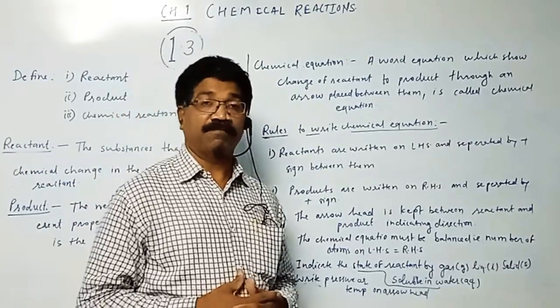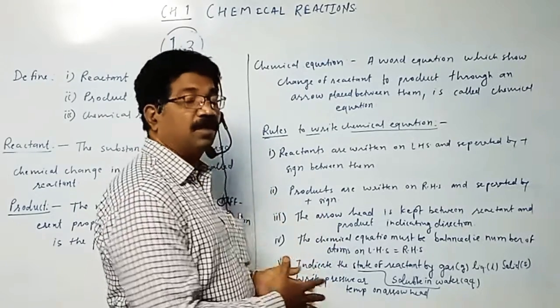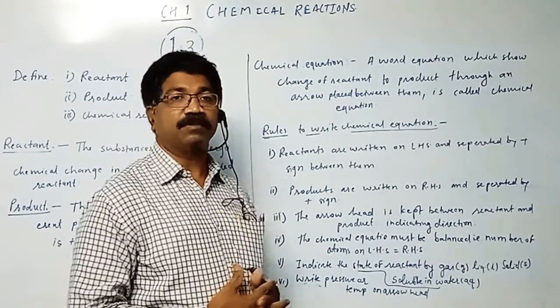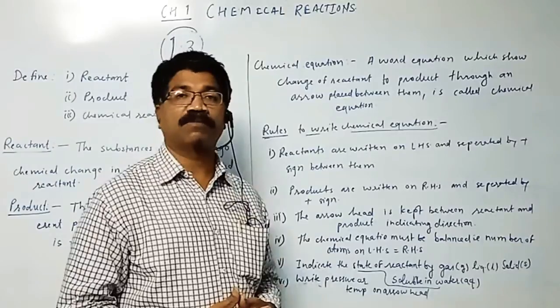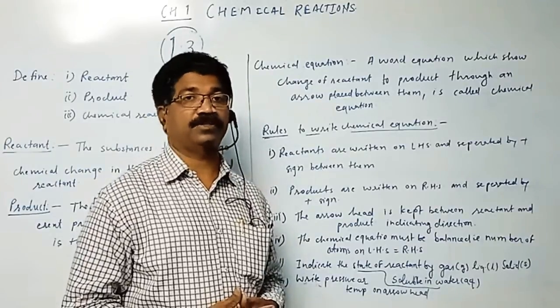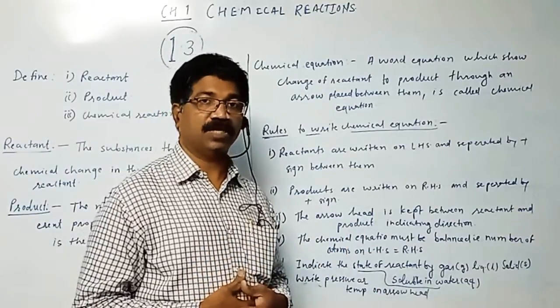Then balance the chemical equation. The number of atoms present on the reactant side must be equal to the number of atoms present on the product side, so that the equation will be balanced.